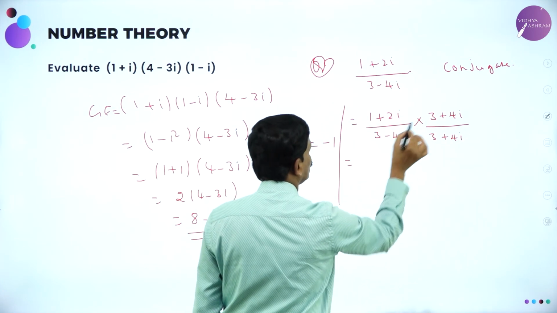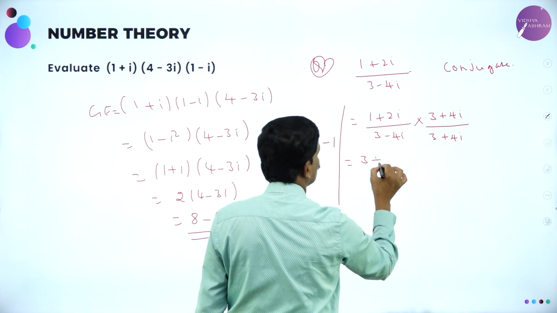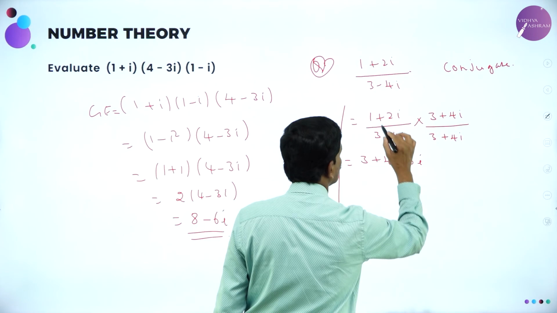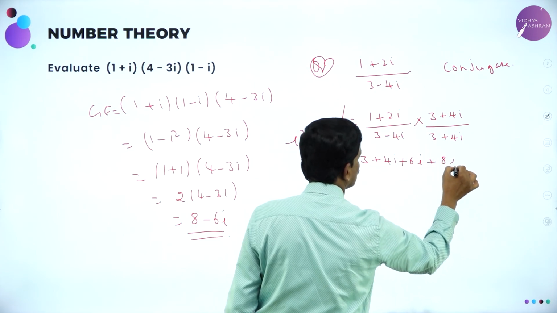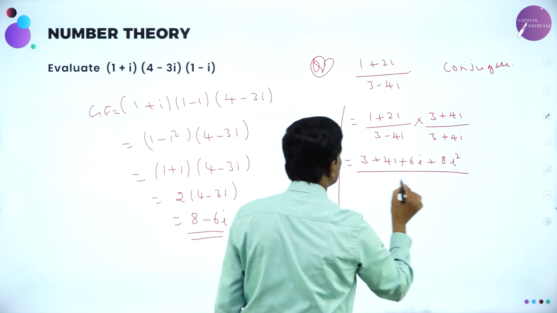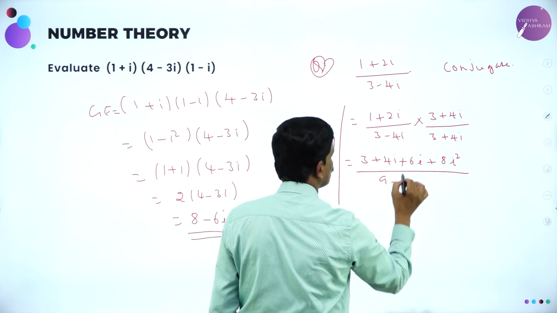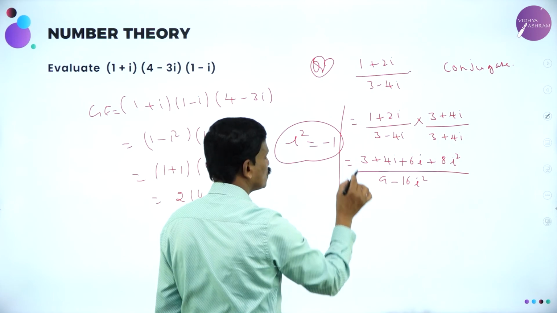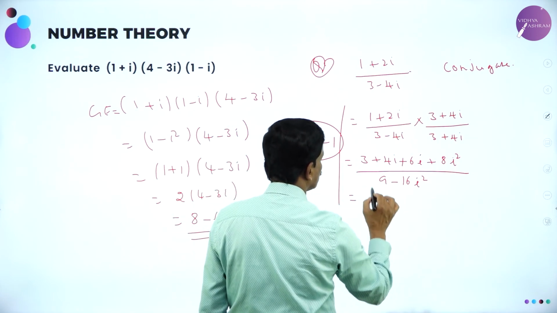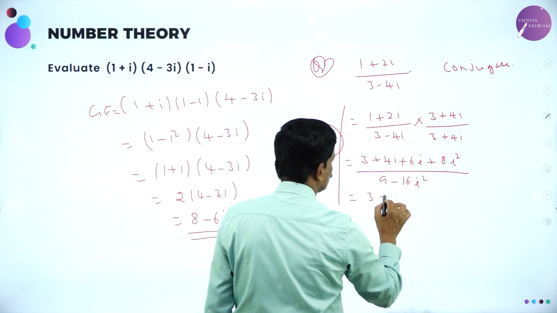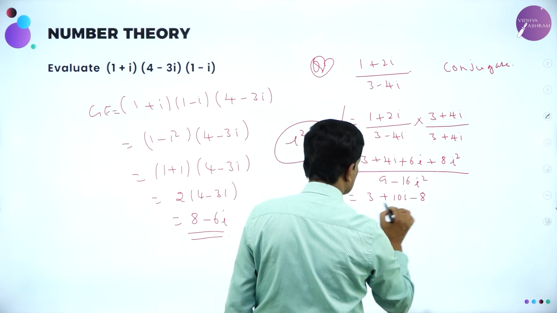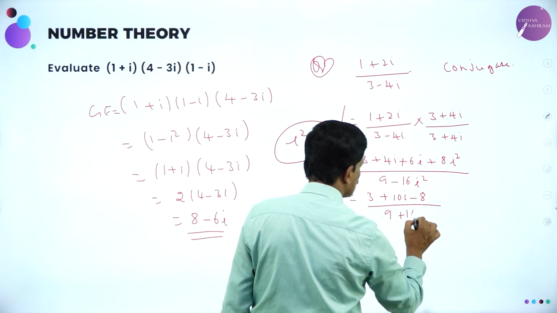Multiply it. 1 into 3 is 3. 1 into 4 is 4i. Again 2 into 3 is 6i. Plus 2 4s are 8 i square, divided by 3 3s are 9 minus 4 4s are 16 i into i is i square. Since i square is equal to minus 1, this can be written as 3, 4 plus 6 is 10i. I square is minus 1. This becomes minus 8, divided by 9 plus 16.